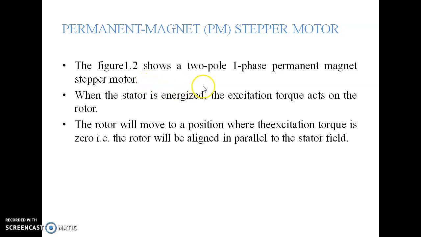The previous figure shows a two-pole single-phase permanent magnet stepper motor. When the stator is energized, the excitation torque acts on the rotor. The rotor will move to a position where the excitation torque is zero. That is, the rotor will be aligned parallel to the stator field.